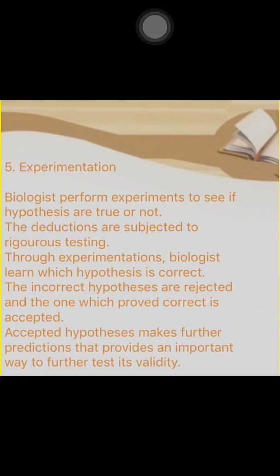That means they are tested again and again, and through experimentations biologists learn which hypothesis is correct, because they never form a single hypothesis, they form multiple hypotheses, and the incorrect hypotheses are rejected and the ones which are proved correct are accepted. And accepted hypotheses then make further predictions that provide an important way to further test its validity. That means experimentation is a continuous process which biologists perform again and again to find out whether their deductions are true or false.